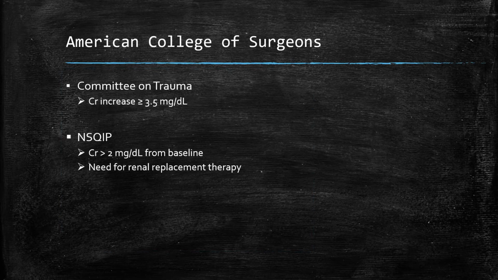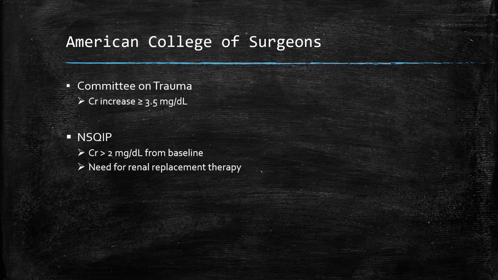Interestingly, the American College of Surgeons has several different definitions on what constitutes acute kidney injury. The Committee on Trauma defines AKI as a creatinine increase greater than or equal to 3.5 milligrams per deciliter. The National Surgical Quality Improvement Program, or NSQIP, defines the problem as a creatinine increase greater than 2 milligrams per deciliter over baseline. So now we've seen several different definitions of acute kidney injury, and which one's best or which one's most correct is simply not known.